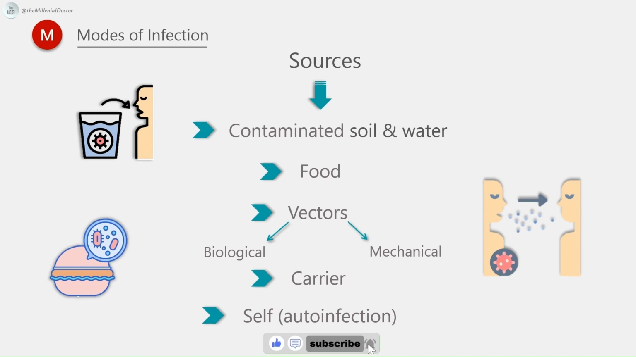Carrier is a person who is infected with parasite without any clinical or subclinical disease. He can transmit parasite to others. For example, all anthroponotic infections, vertical transmission of congenital infections. And lastly, self or auto-infection. Example is finger-to-mouth transmission in case of pinworm infection. Then internal reinfection in case of infection by Strongyloides parasite.